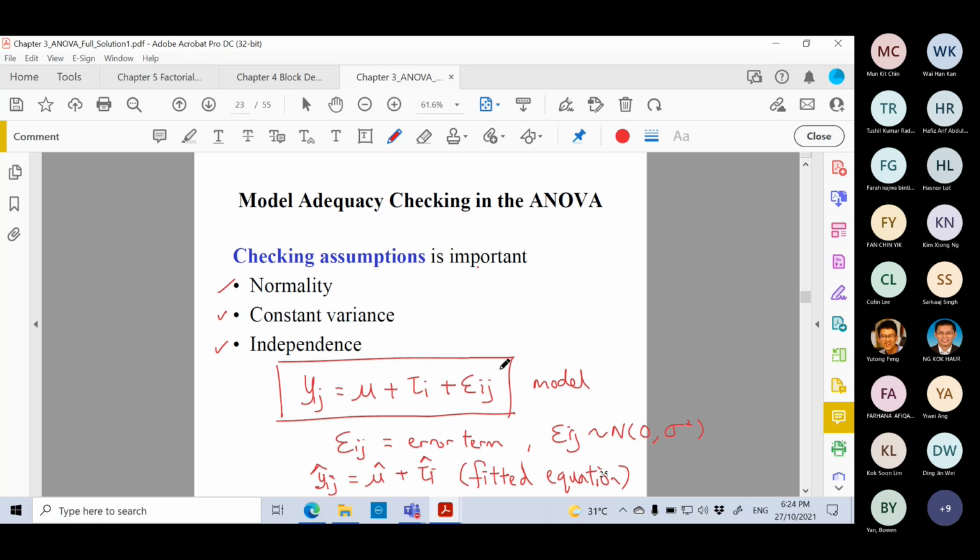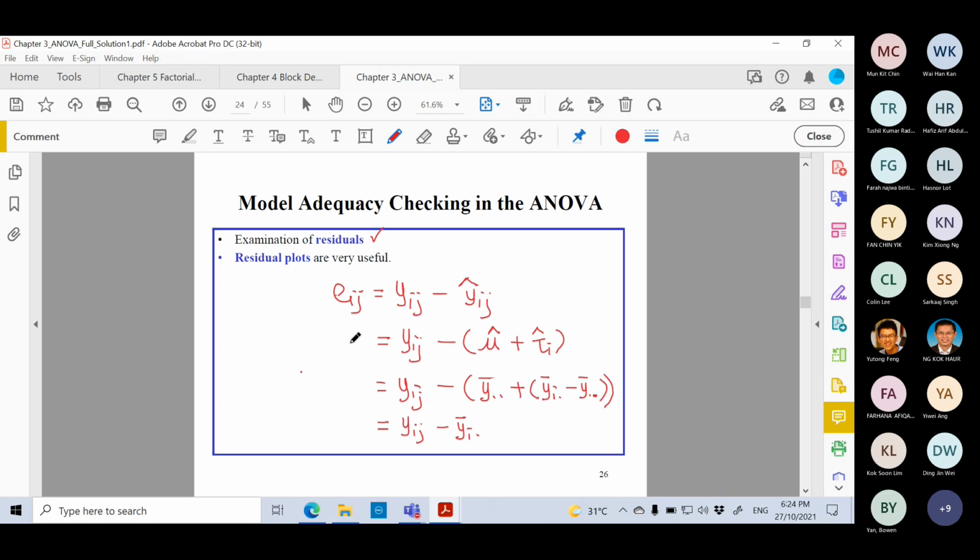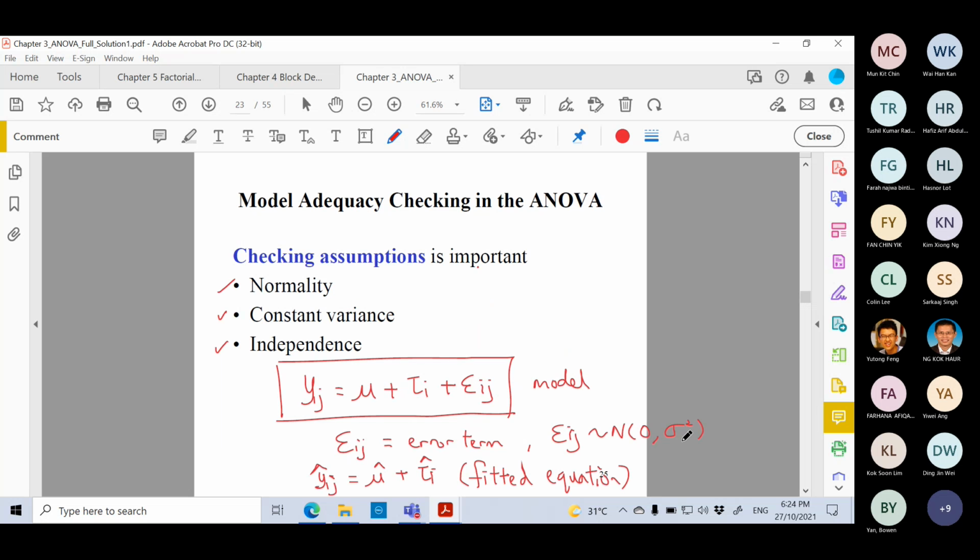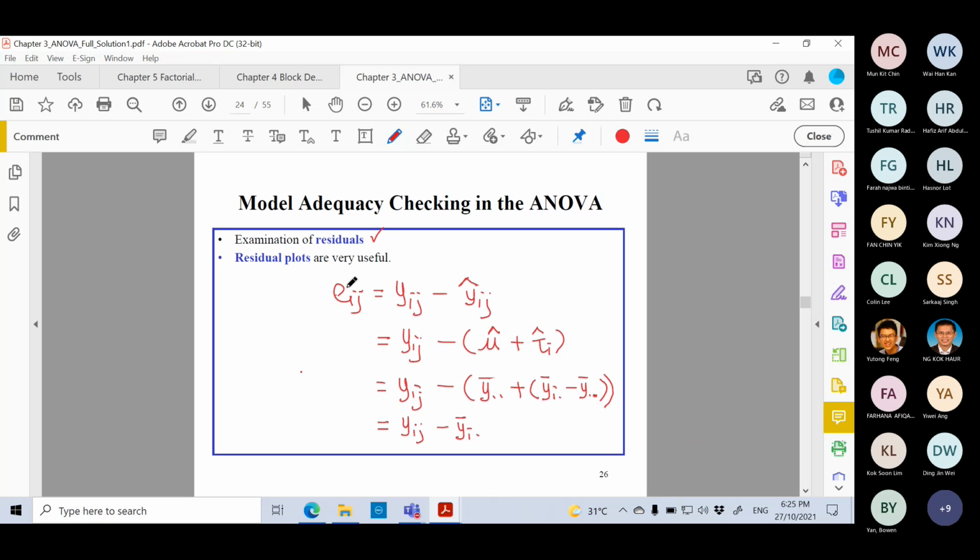Different models have different residues. As I mentioned, epsilon is unknown. But when you want to model your data using this model, you assume that the epsilon ij follows a normal distribution with mean zero and variance sigma square. But we need to do model checking to see whether this assumption is valid or not. Therefore, we calculate the residue. The residue must also possess similar characteristics, that is, normal with mean zero and variance sigma square. Okay, so therefore we calculate the residue.